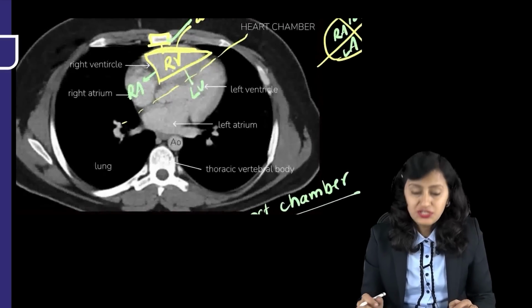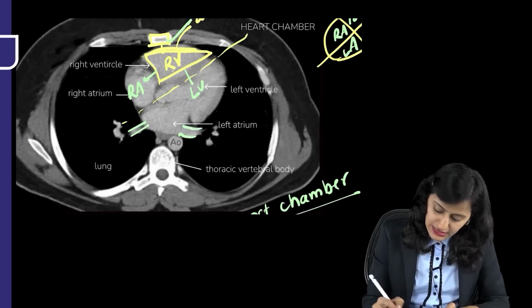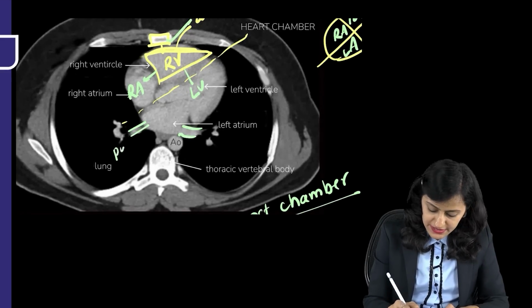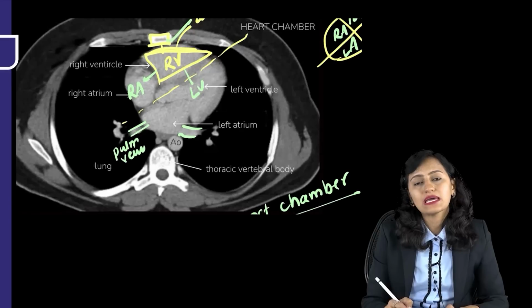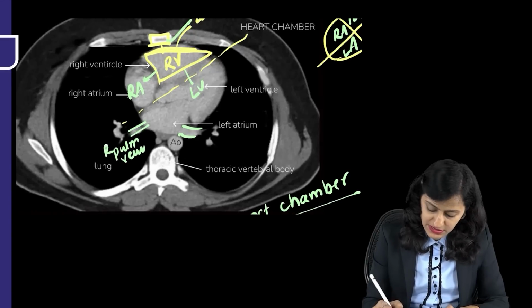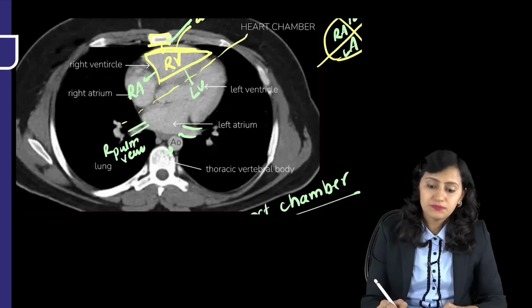Now, what are we seeing here? The rest of the relations, the structures here. This structure which is draining into the left atrium, that is going to be the pulmonary vein. The pulmonary vein drains into the left atrium. This is the right side, this is the left side. This one adjacent to the vertebra.